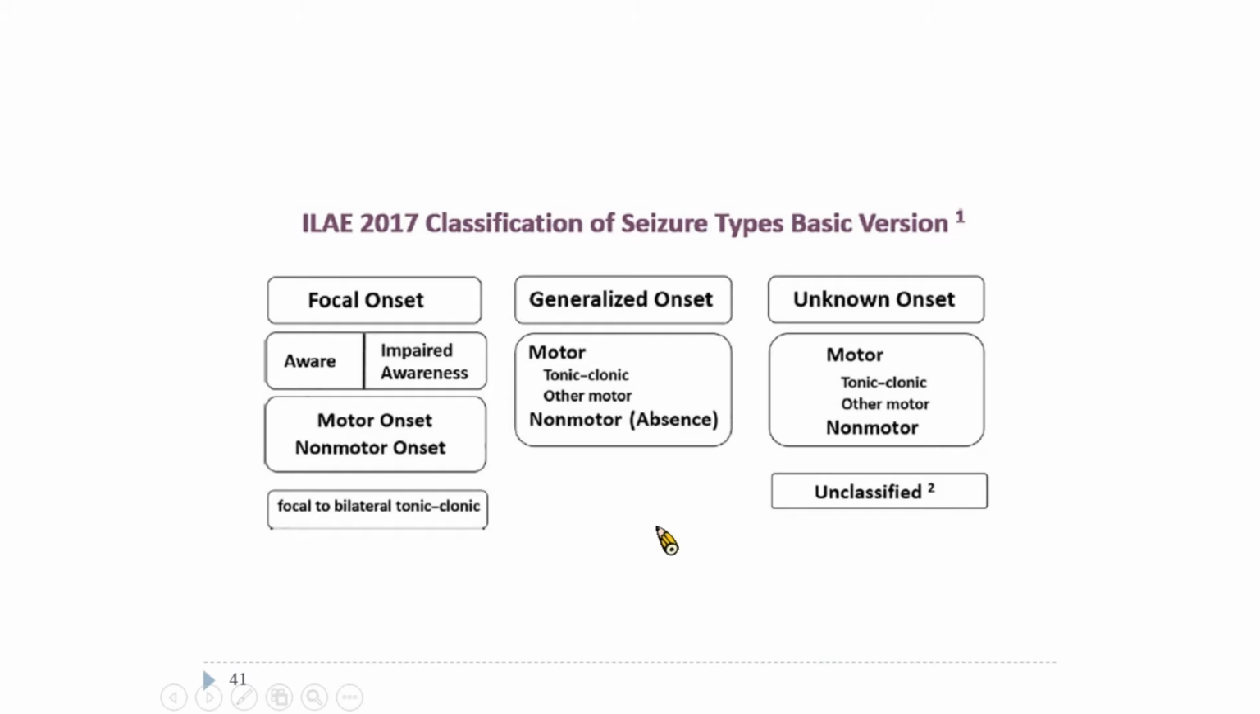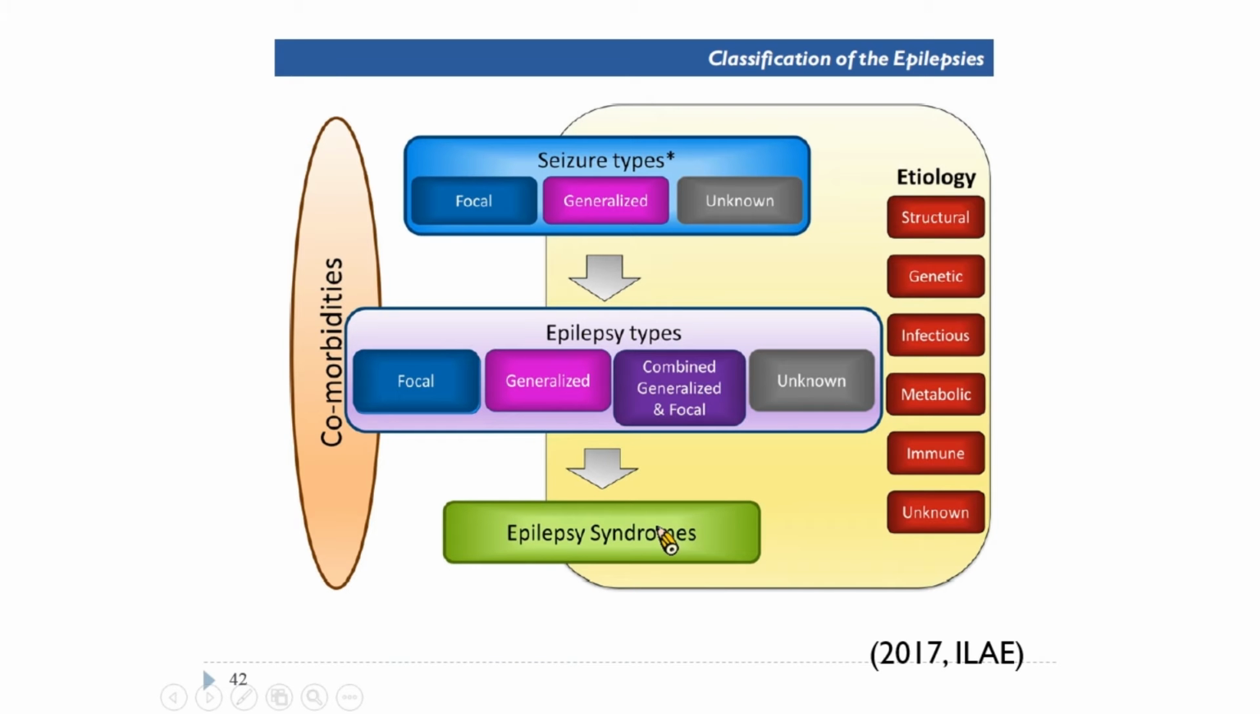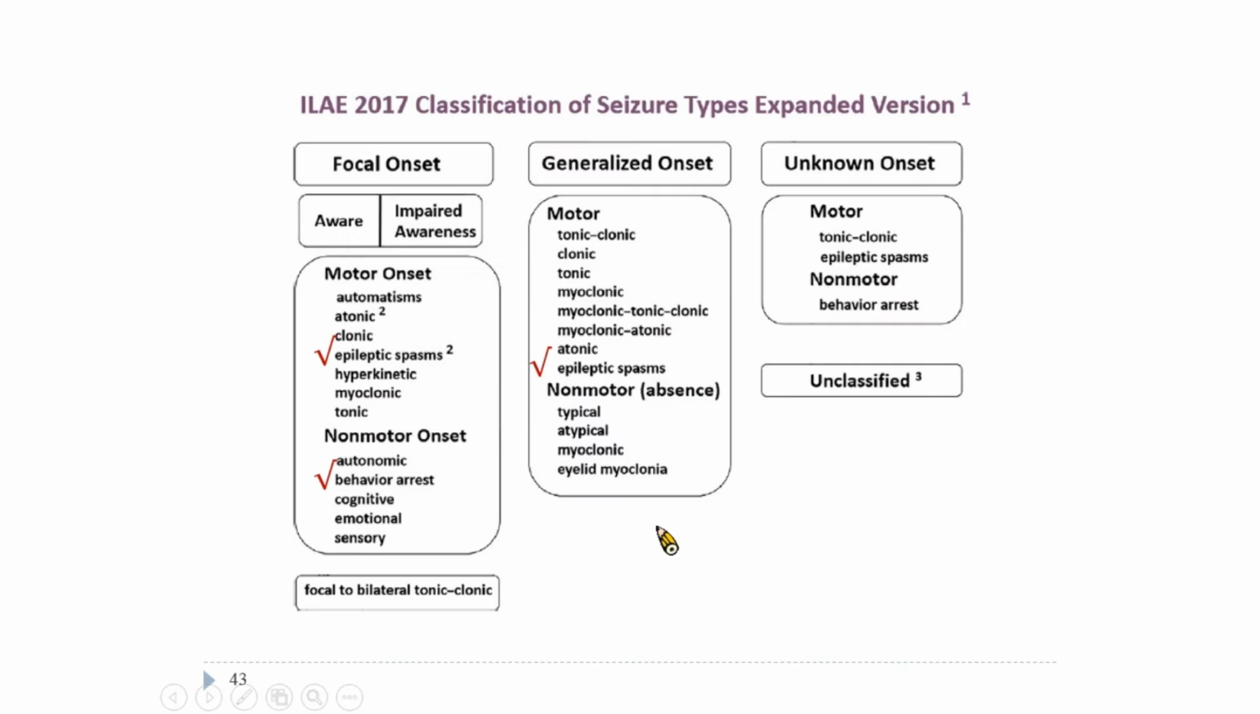In 2017, ILAE proposed a latest classification of seizure types and epilepsies, as you may know. Classification of epilepsies. Infantile seizures have been put in, like epileptic spasm, behavioral arrest, but not neonatal seizures, though they do have a draft for neonatal seizure classification at the website.